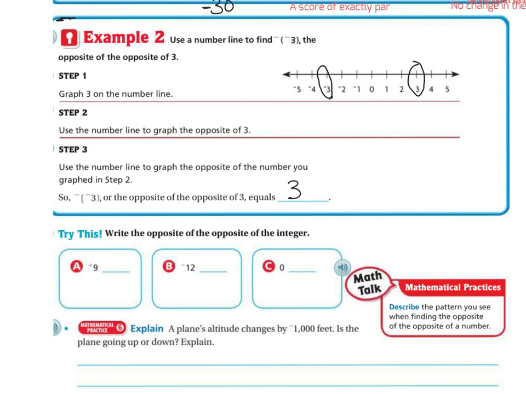Try this. Write the opposite of the integers. So positive 9, the opposite is a negative 9. Negative 12, the opposite is a positive 12. 0, the opposite is 0.